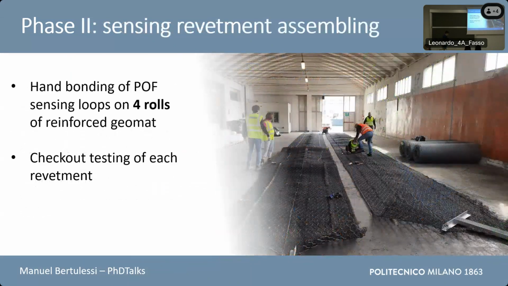Then we have the second phase, with the smart revetment assembly that we perform in Reggio Emilia in this factory. In this case, we perform the hand bonding of this loop of fiber optic sensor on 4 rows of reinforced geomat. Overall, we install about 400 meters of fiber optic sensor on about 3,000 bonded portions along all the geomats. And after each installation, we also perform checkout testing on each revetment in order to ensure that it works properly.